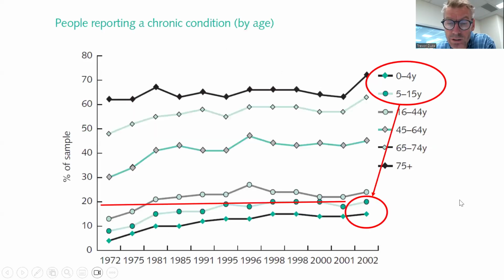This is some data from the United Kingdom, and of course it doesn't necessarily apply to PNG, but it's striking to me, the rise in chronic diseases. Even if you just take the children 0 to 4 years and 5 to 15 years, you can see a progressive rise in chronic diseases in children, even up to the last 20 years. By the age of 15 years, close to 20% of all children have some chronic disease. They could be a chronic physical disease or a chronic mental health condition or some other chronic disease that they have been identified with.